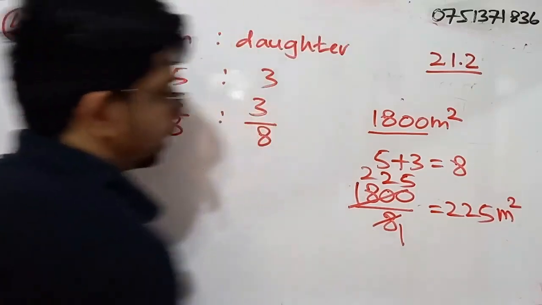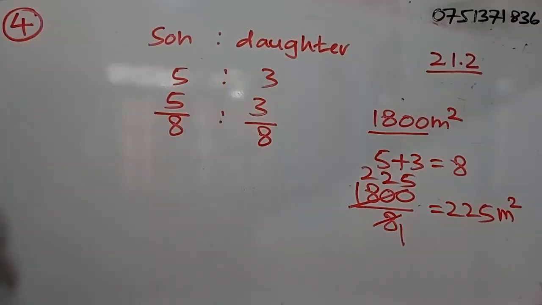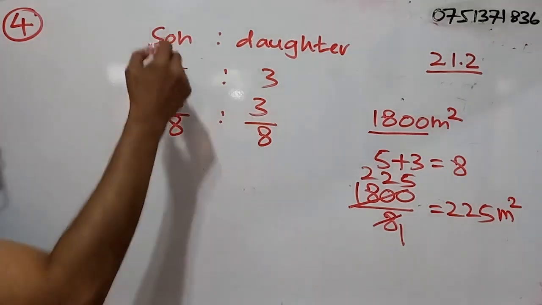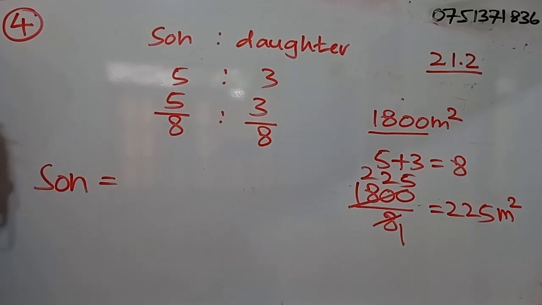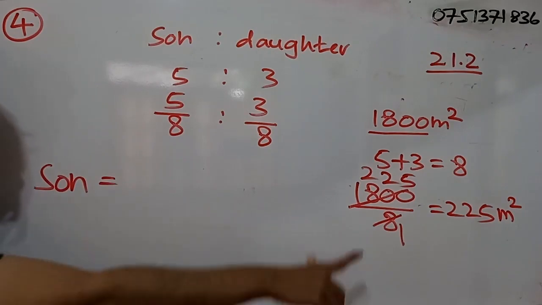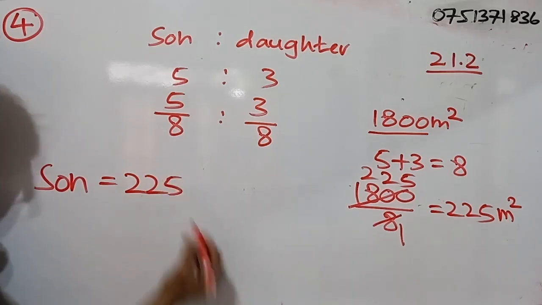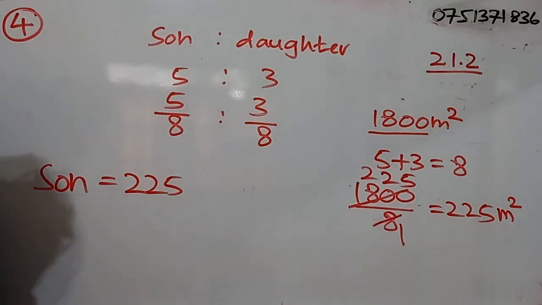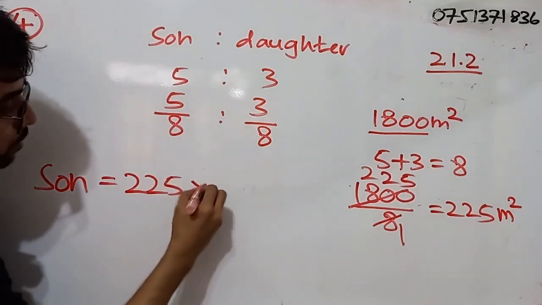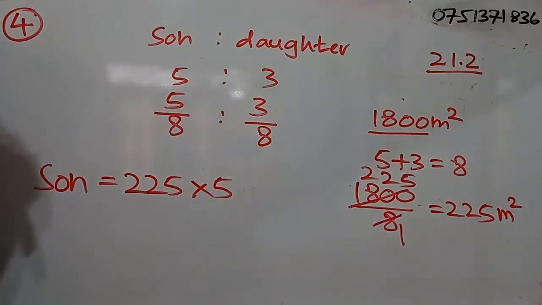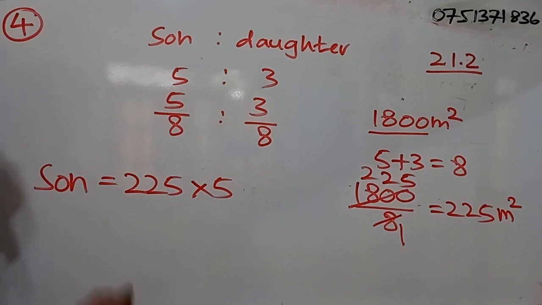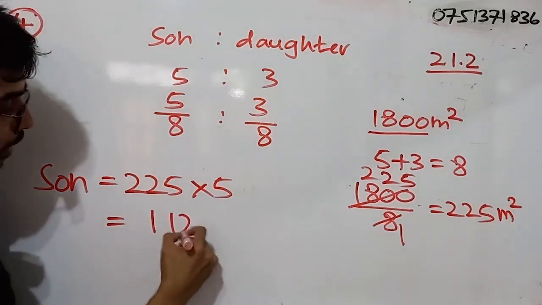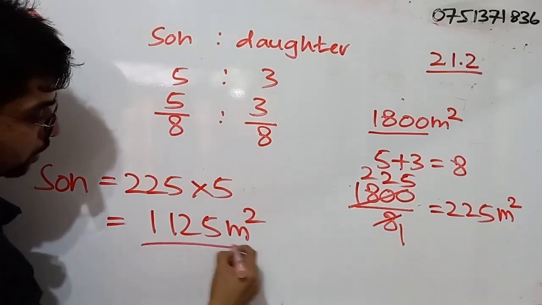They are asking us to calculate the amount of land which is received by the son, right? So how do we calculate it? We know the value of one part, which is 225. How many parts does the son receive? 5, no? So we simply have to multiply that by 5. So 200 into 5, that is 1000. 25 into 5, that is 125. So altogether we get 1125 square meters.